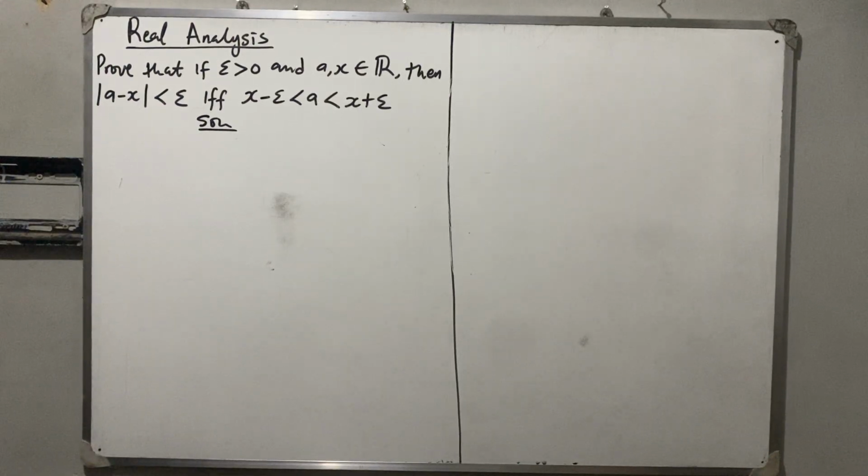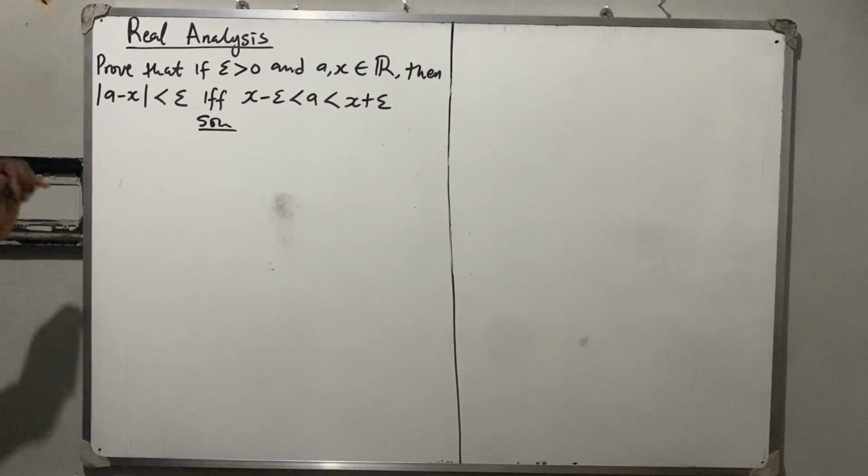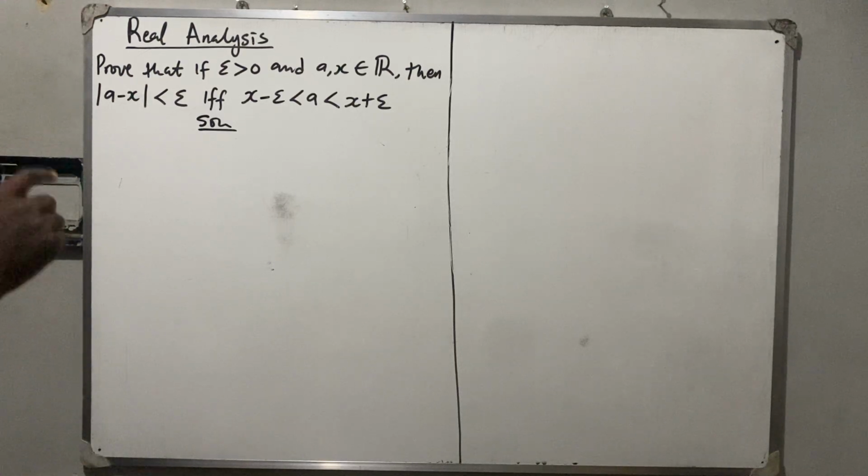In this video, we want to talk about real analysis, and we have a question on the board that says: prove that if epsilon is positive, that is greater than 0, and a and x are elements of the real numbers, then the absolute value of a minus x is less than epsilon if and only if x minus epsilon is less than a, which is less than x plus epsilon.